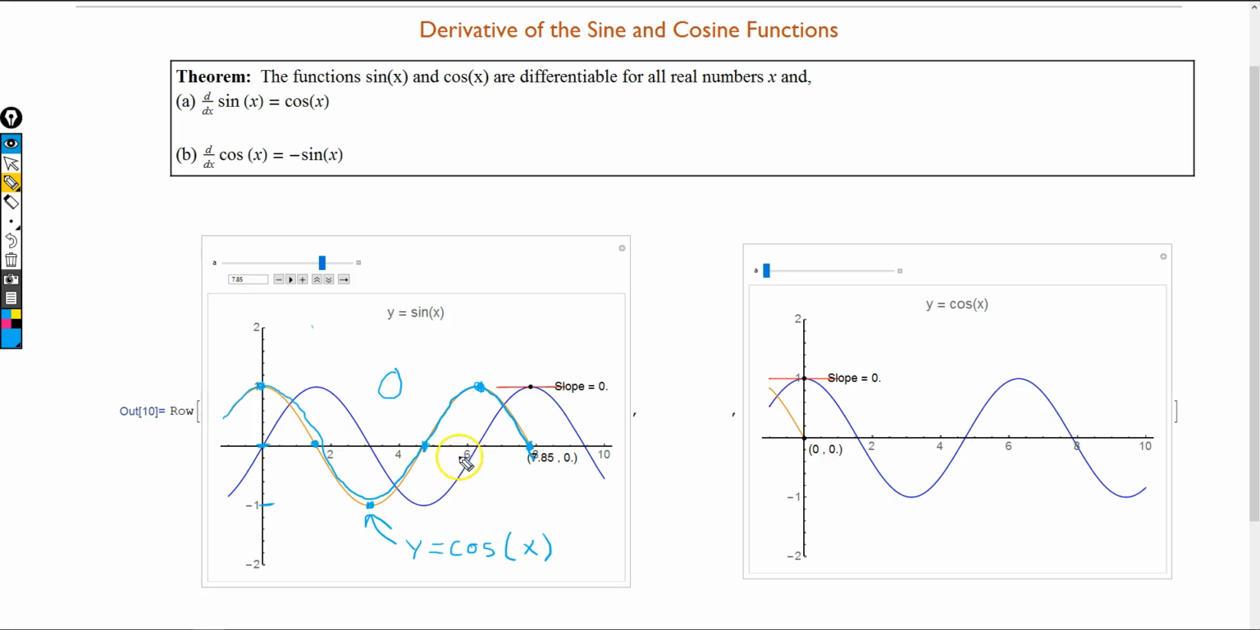So that's graphically why the derivative of the sine is the cosine function. Same thing for the derivative of cosine being negative sine. If we look at this other graph over here, the blue curve is now the graph of the cosine function, and we will let these tangent lines slide along its curve and plot their corresponding slopes.